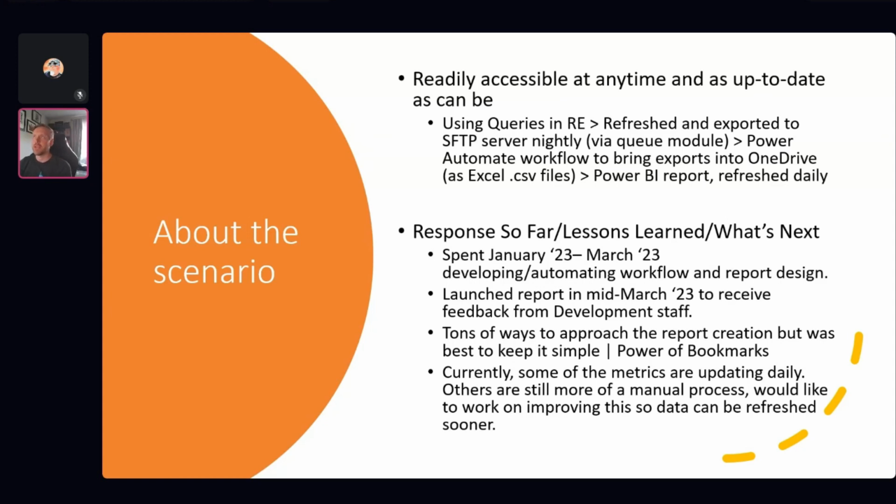And we're currently working on having the report be as up to date as can be. There's still some progress to be made there, but I think we're on a good trajectory so far. How we're connecting our data, we're pulling it out of RE, is that we're using queries in RE traditional, and then we're using the Q module to refresh and export the queries to the server each night. We also have a Power Automate workflow that goes out and grabs those exports and then brings them into a OneDrive location. And then the Power BI report is connected to those files that sit in the OneDrive. And then the report is also set up to do a daily refresh.